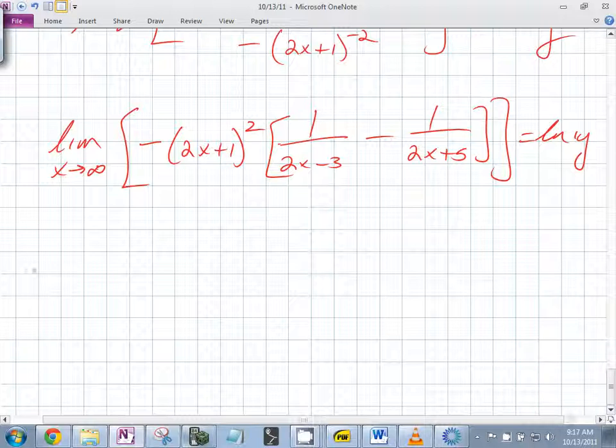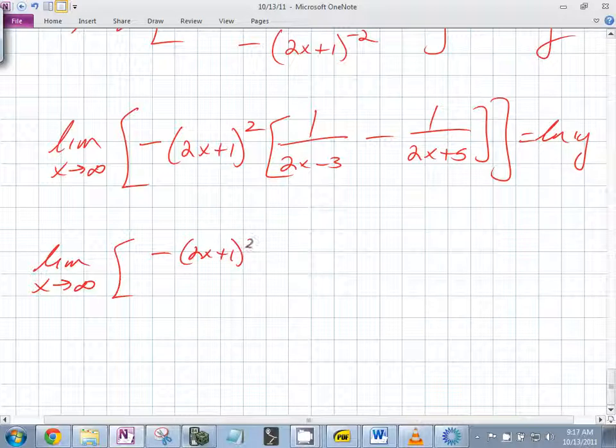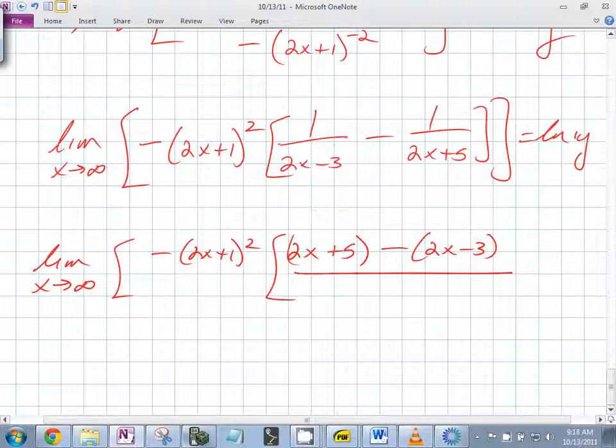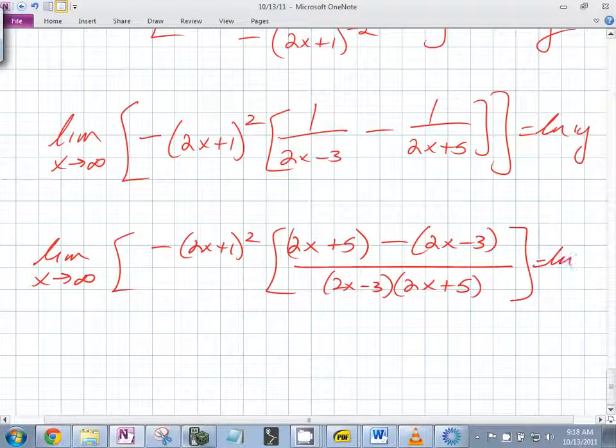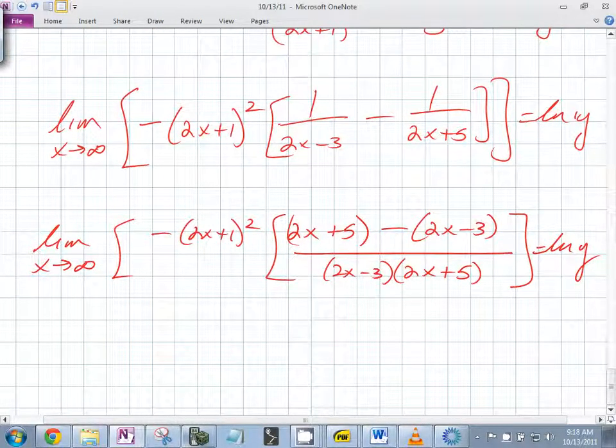The limit as x goes to infinity of 8 over negative (2x plus 1) squared. This is still there, right? It's going to be 2x plus 5 minus 2x minus 3. And what's the common denominator going to be? 2x minus 3 times 2x plus 5, right? Do you agree with this? Equal to ln(y). So what does that turn into on top? 8 over... well, hold on. What cancels here? The 2x's. And so what are you left with? You're absolutely right, you're left with 8.